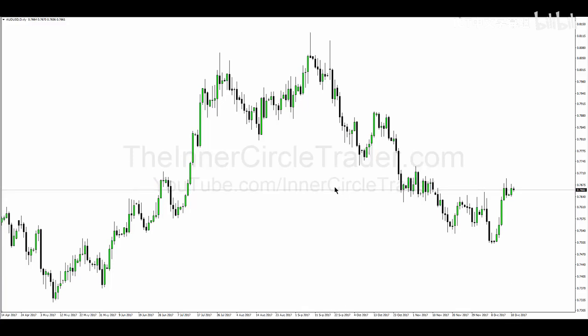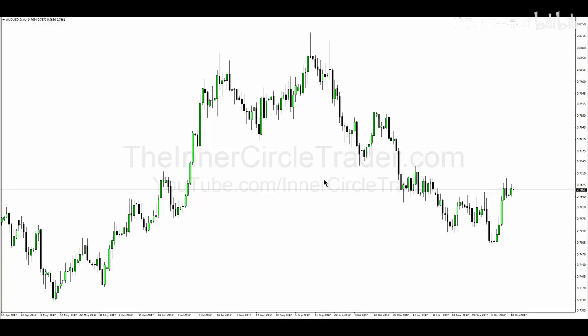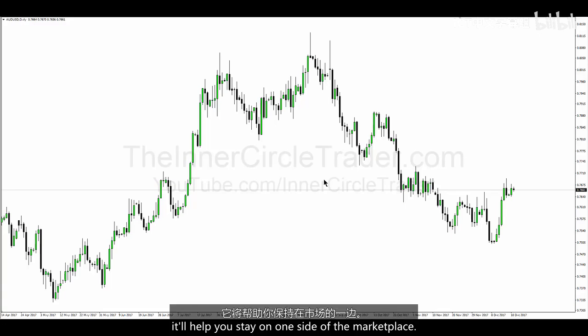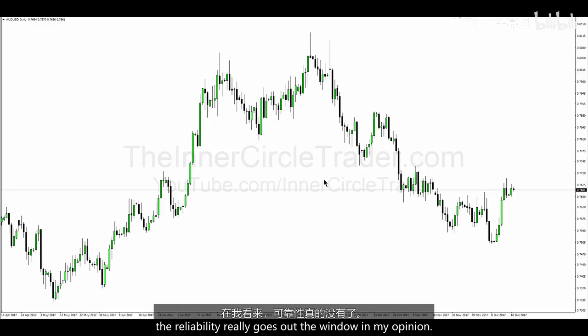The way I use this is I incorporate two moving averages. I don't require using a moving average, but I think the smoothing effect of the moving average over price action on a higher time frame daily chart will help build an understanding of where you should be. Just looking at a chart real quick with the moving averages, it'll help you stay on one side of the marketplace. The benefit of it is only derived by having it on a daily chart. As soon as you apply this to a 5-minute or 1-minute chart, the reliability really goes out the window, in my opinion.